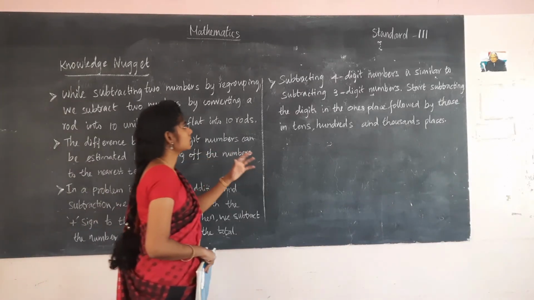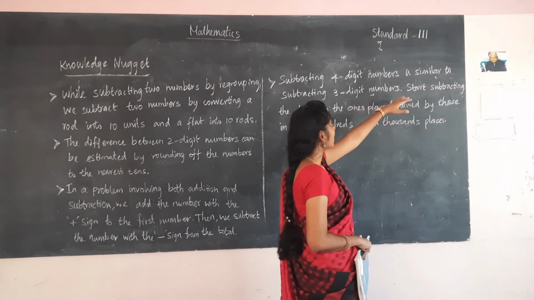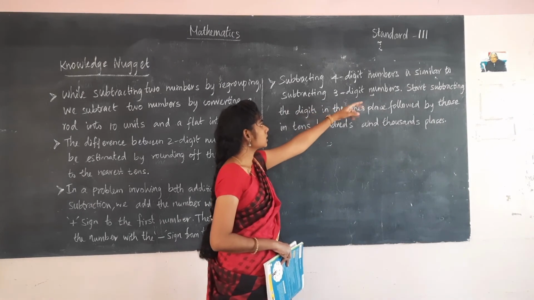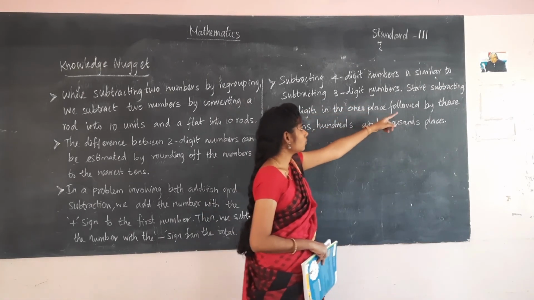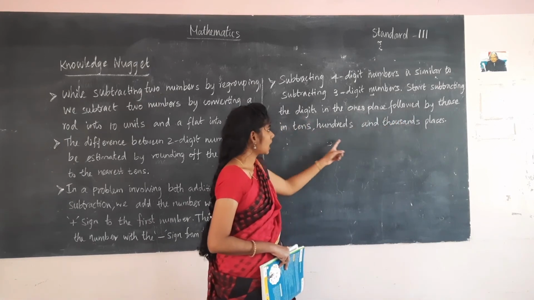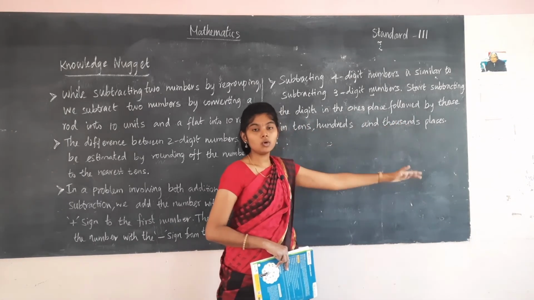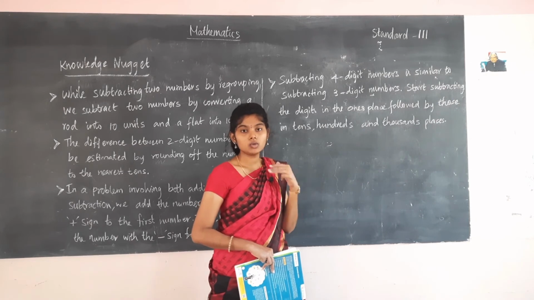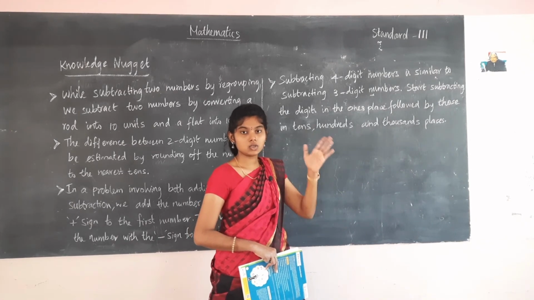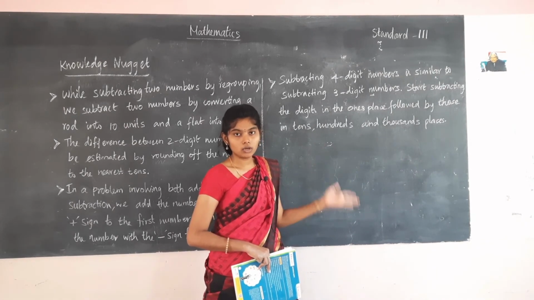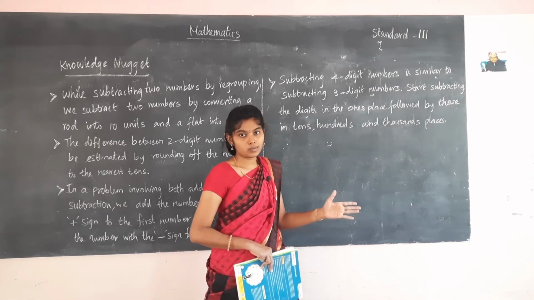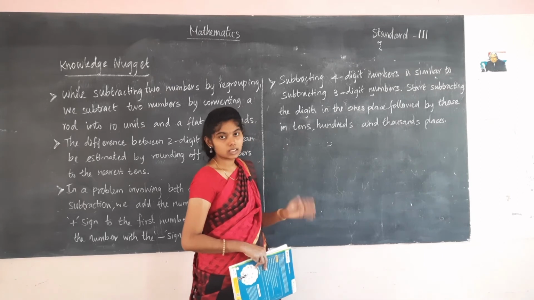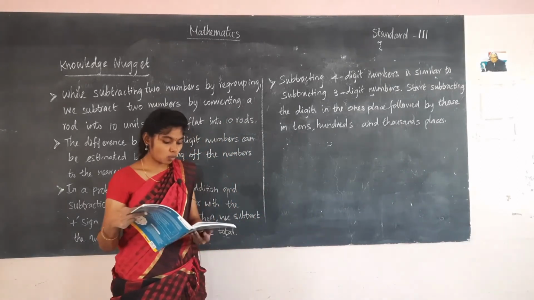The last thing is that subtracting 4-digit numbers is similar to subtracting 3-digit numbers. Start subtracting the digit in the ones place, followed by those in the tens, hundreds and thousands place. As we know for 3-digit numbers, first the ones, then the tens, then the hundreds. Likewise for 4 digits also: ones, tens, hundreds and thousands place. So this is what we have seen in this chapter, and there is a worksheet for you.